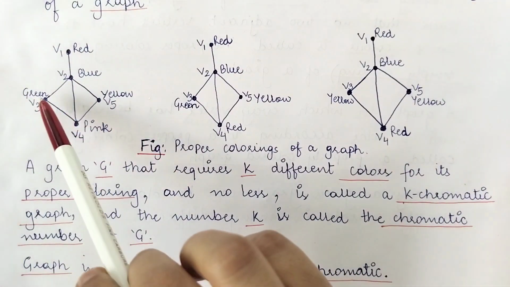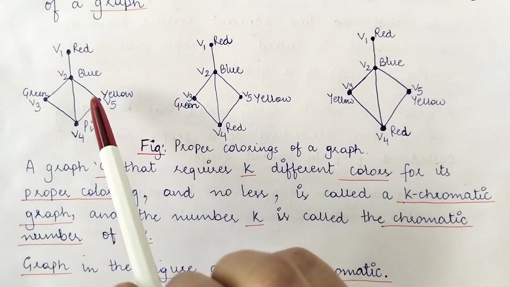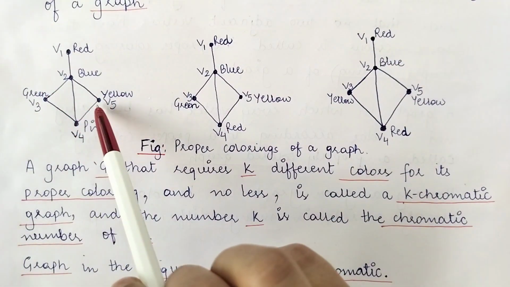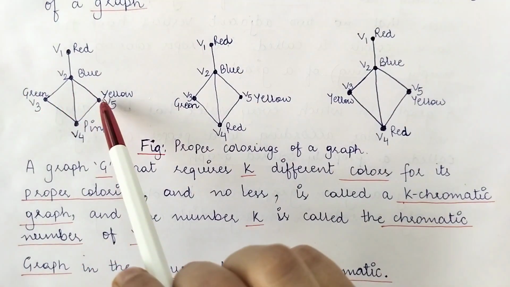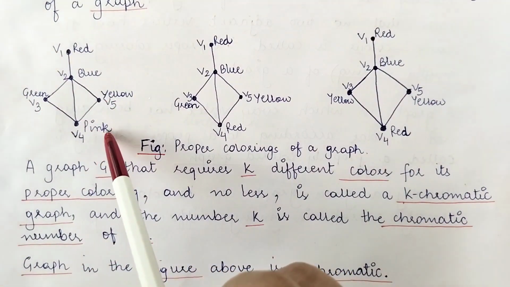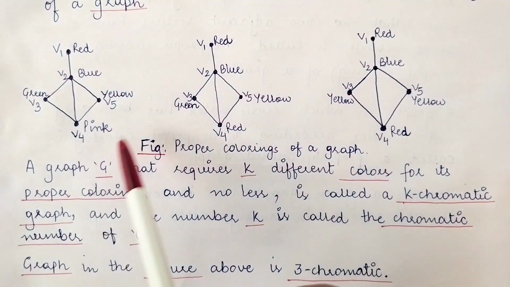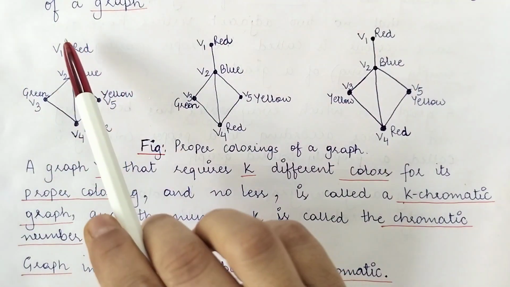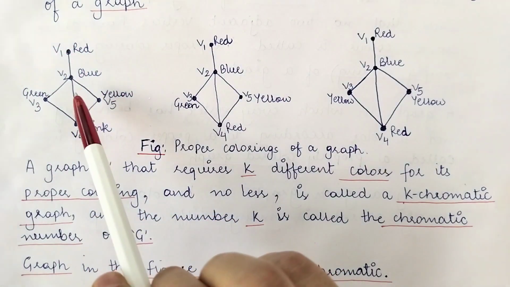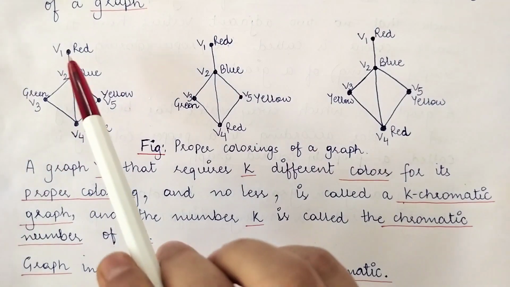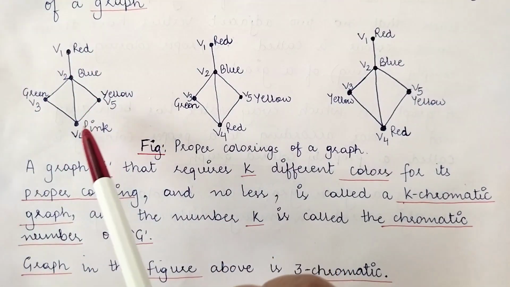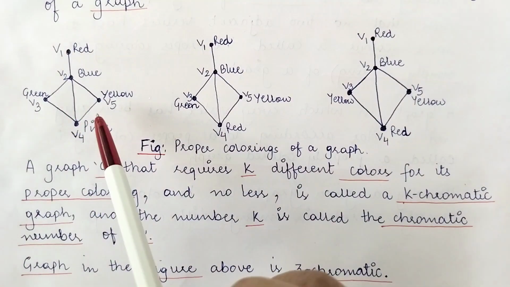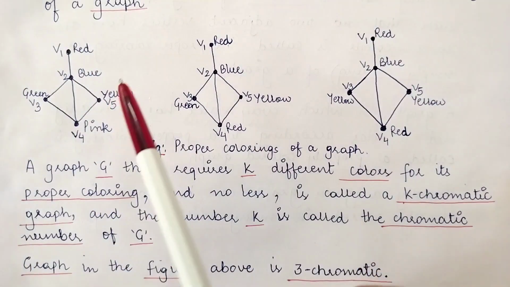Vertex V4 is adjacent to vertex V3 and V5. So we have to take care of the fact that V4 should not be assigned a color of vertex V3 or vertex V5. So V4 has been assigned a color pink. So here in this case you can see all the vertices have been assigned different colors. No color has been repeated for any of the vertices. So this is one way of coloring the graph by proper coloring method. So this is one way.